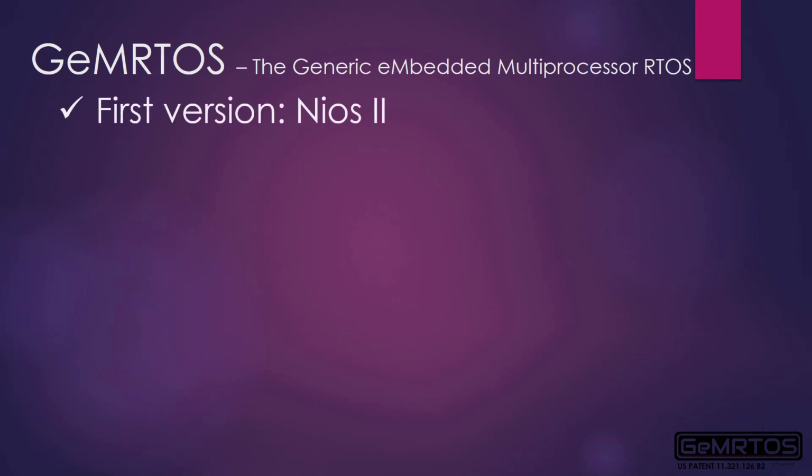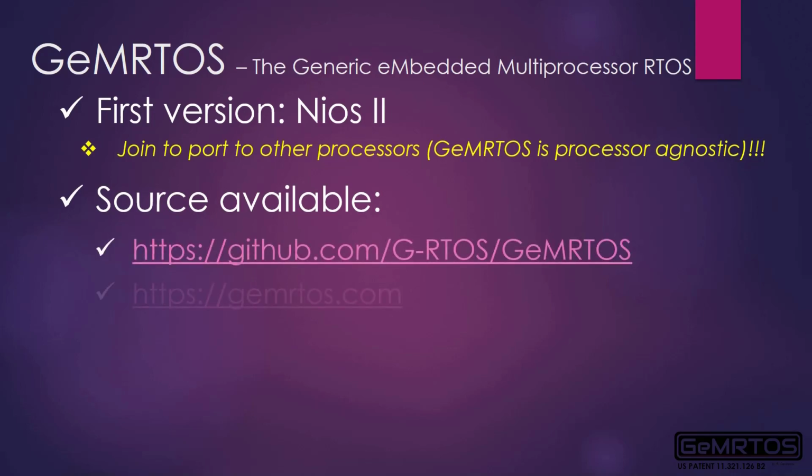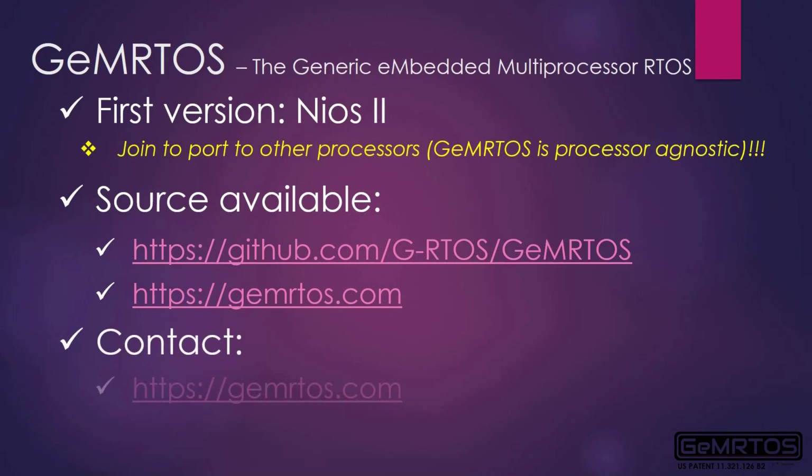GeMRTOS is a groundbreaking innovation for embedded real-time systems. The Intel Nios 2 processor was used in its implementation, but the source code is available for porting to other processor architectures. Information is available on GitHub and the GeMRTOS website.